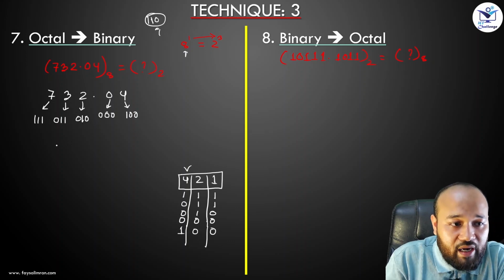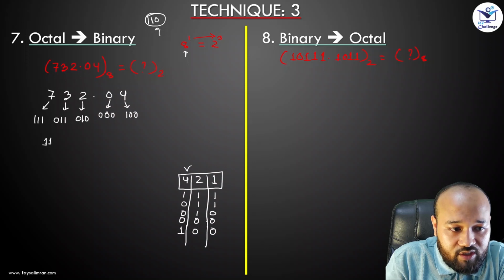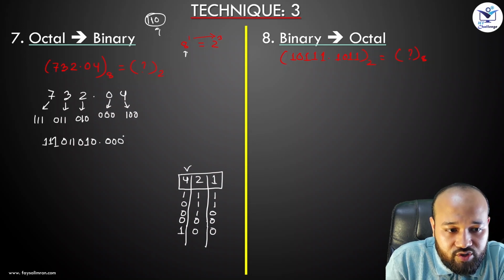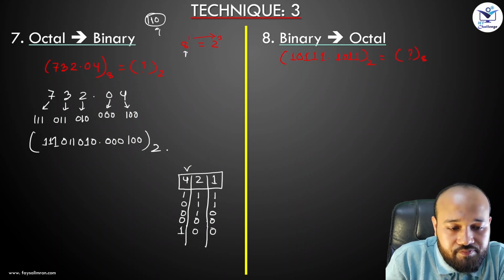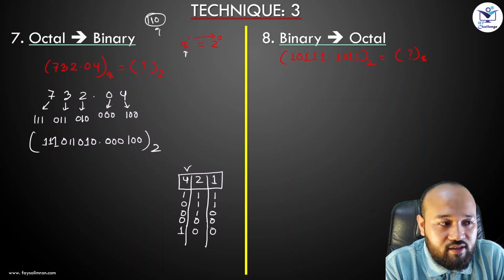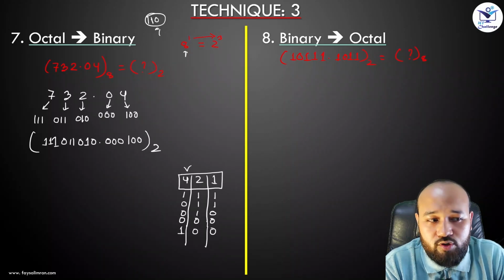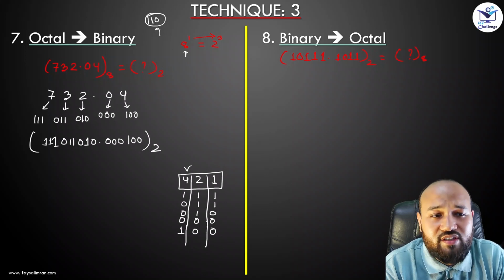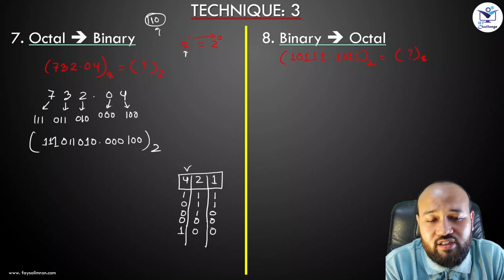So this is the binary of the octal number system. This is our result, like 111 011 010, here the dot, and 000 100. This is our binary number. Everyone, do you understand? Yes, sir. This is a very simple rule. Where you don't have the decimal point, you can convert in this way.